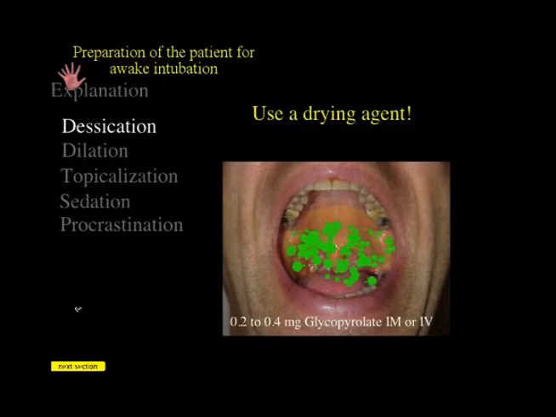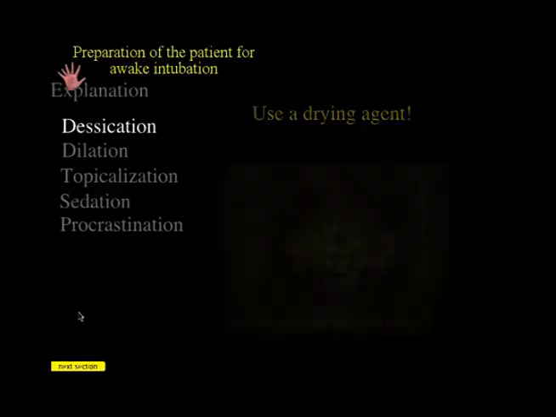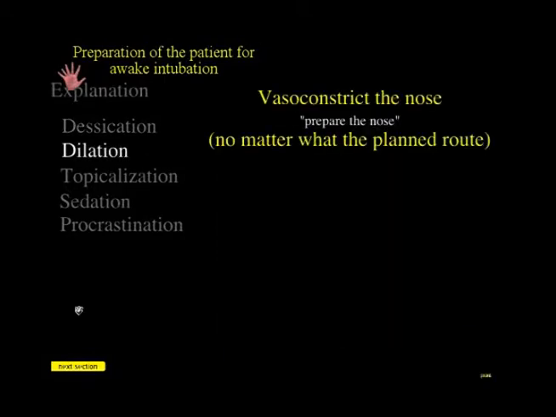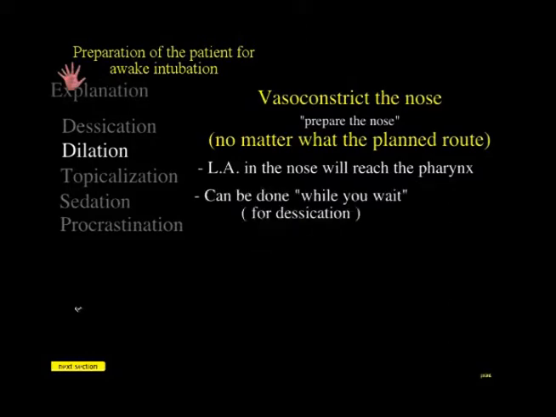So we're going to dry up our secretions, and then we're going to use our topical anesthetic. Dilatation is a reminder to me to tell you to always prepare the nose unless contraindicated. Of course, in pregnancy it's going to be contraindicated. No matter what the planned route, we're going to prepare the nose. Why? Local anesthetic that's in the nose will eventually reach the pharynx and the trachea. It's going to help you out.